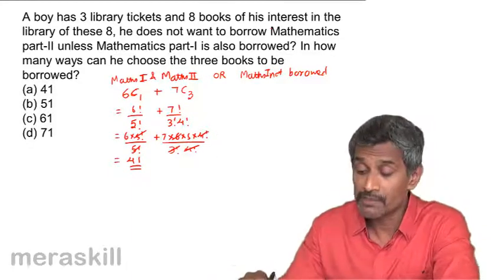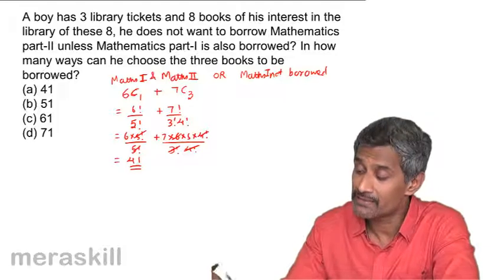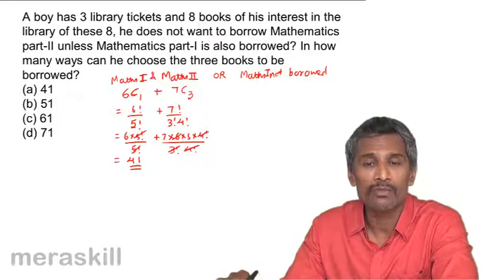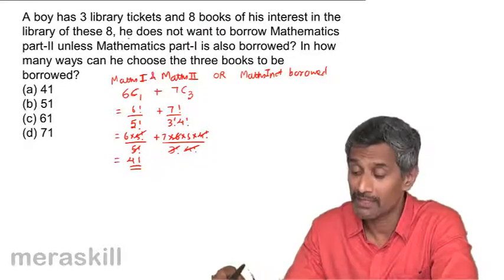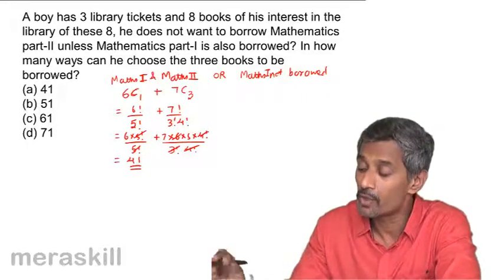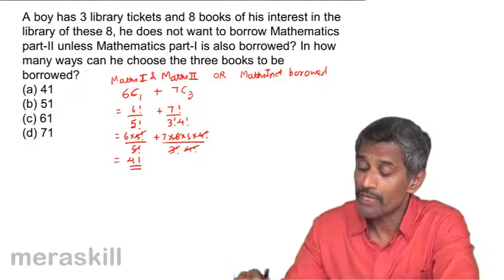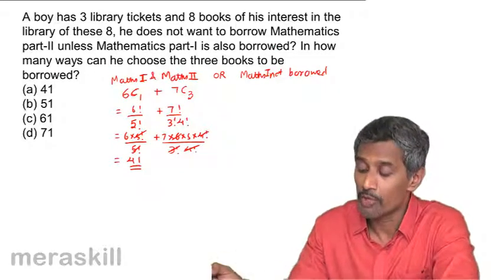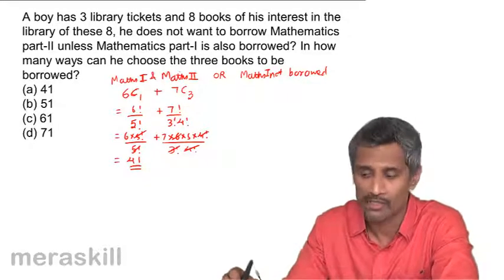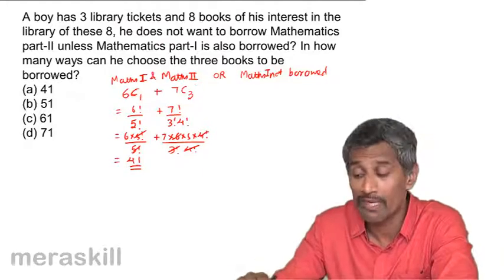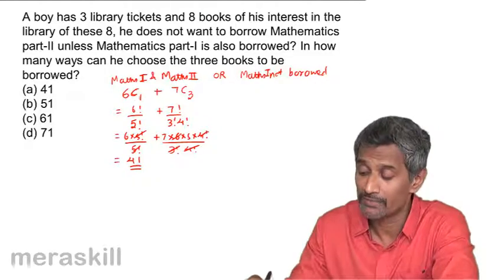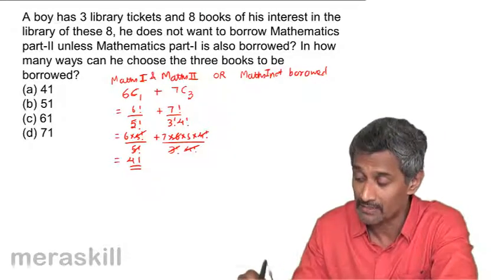So I'll just explain this once more. He has 3 library tickets, and in the library there are totally 8 books, out of which 1 book is Mathematics 1, 1 book is Mathematics 2. He does not want to borrow Mathematics 2 unless Mathematics 1 is also borrowed. So, in how many ways can he choose the 3 books to be borrowed? One case is wherein Mathematics 1 and Mathematics 2 have already been chosen out of the 3 library tickets. So, he is left with only 1 library ticket. Since 2 books have been chosen, there are only 6 more books left. So, 1 has to be chosen out of 6 in this way.